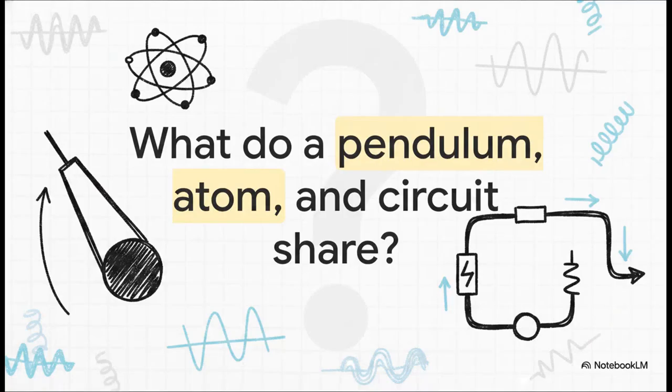So, to get us started, I want you to think about this. What do a swinging pendulum, the vibrations of electrons inside an atom, and the flow of charge in an electrical circuit actually have in common? I mean, on the surface, these are vastly different physical setups, right? One is mechanical, one is quantum, and one is electrical. But nature has this incredibly surprising trick up her sleeve.